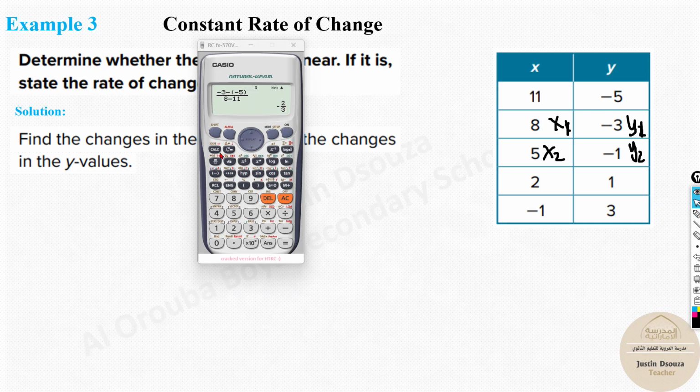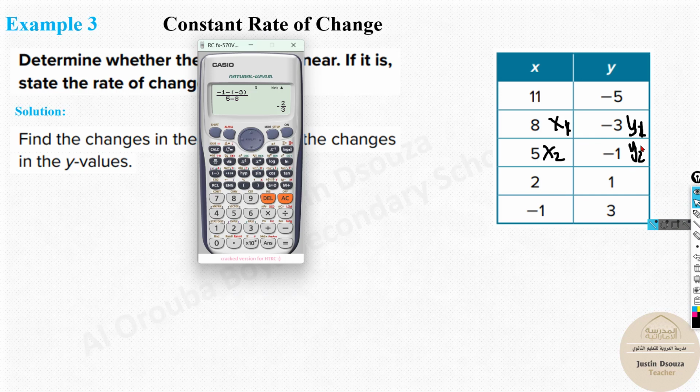Now change the values. Try this: minus 1 minus bracket negative 3. Why am I writing the bracket? Because there are two minuses, or else it will just be plus directly. Then here it is 5 minus 8. What is the answer? Negative 2 by 3. You guys try the other values.